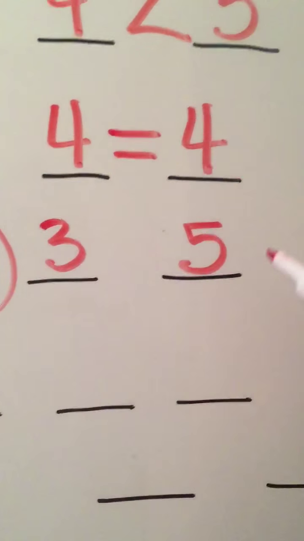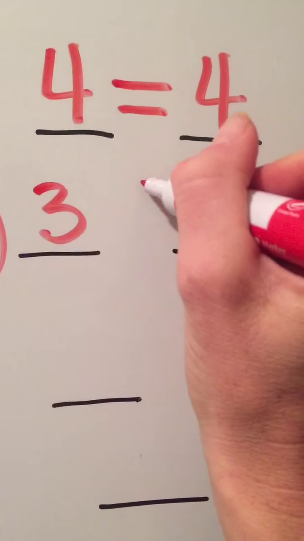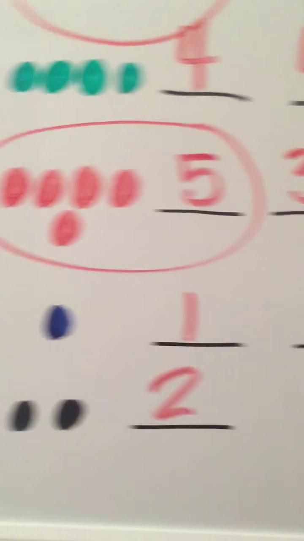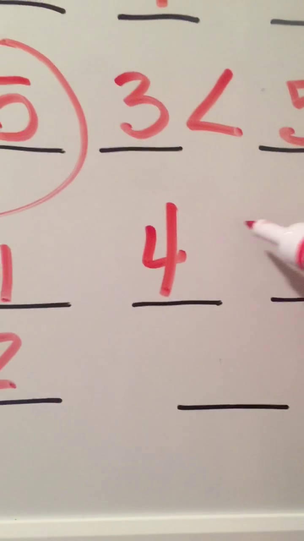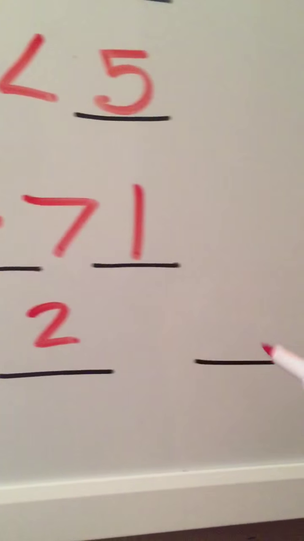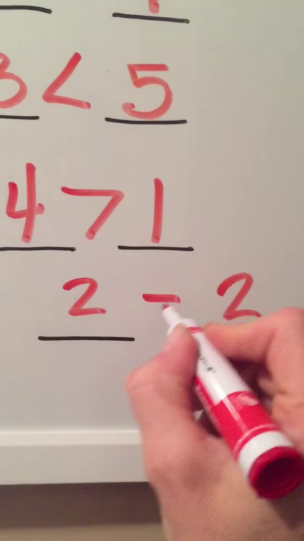Okay, so 3 and 5, we already circled the 5 because it was greater than. So we're going to make our symbol open to the 5. Next we have 4 and 1, where the 4 will be greater. And the last one is 2 and 2. And we also decided that those would be equal.